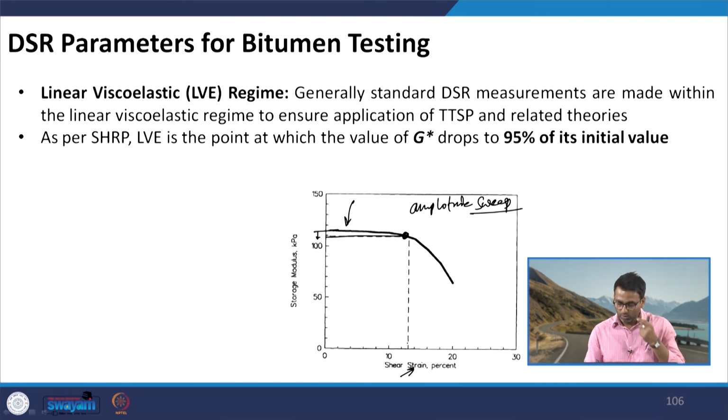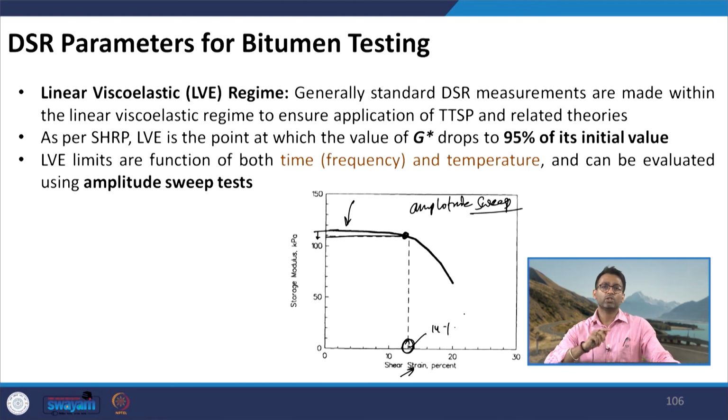And that point, which means this x point, you can see here, is somewhere around 12, 14%, for this particular figure. Which means that whenever we are going to do the test on this material at the respective temperature and frequency, we have to ensure that the testing is done at a strain level lower than 14%. LVE limits are a function of both time or frequency and temperature and can be evaluated using an amplitude sweep test.